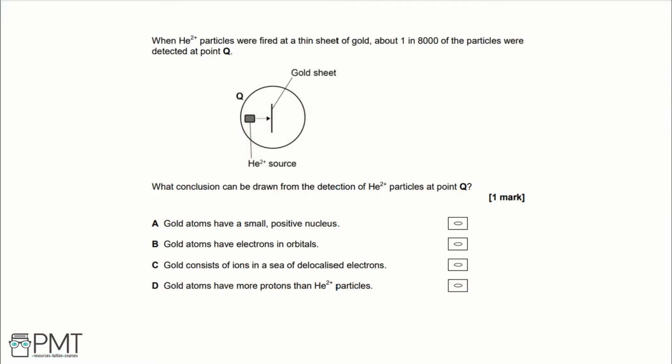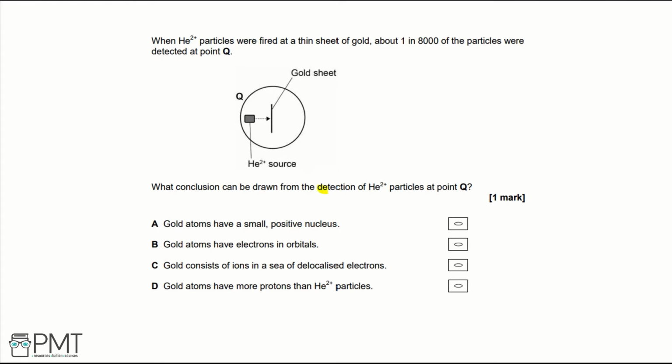Helium-2 plus particles were fired at a thin sheet of gold. About 1 in 8,000 of the particles were detected at point Q. What conclusion can be drawn from the detection of helium-2 plus particles at point Q? A. Gold atoms have a small positive nucleus. B. Gold atoms have electrons in orbitals. C. Gold consists of ions in a sea of delocalized electrons. Or D. Gold atoms have more protons than helium-2 plus particles.